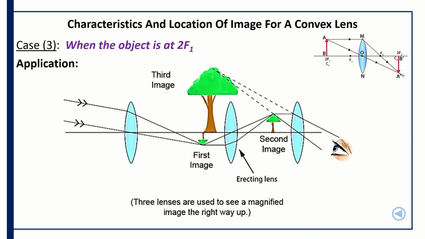Let's try to understand the application of it. So we get the first image here. Three lenses are used to see a magnified image of the tree here, right? We are keeping the lens to get a magnified image of the tree. In this case, we are keeping the lens at 2F1 distance from the object and we get the same-sized image, right?